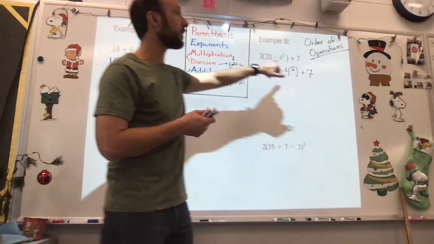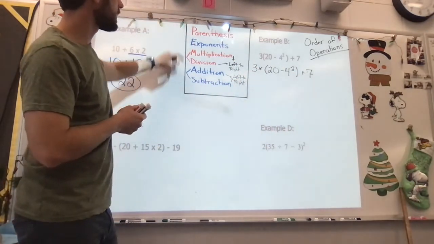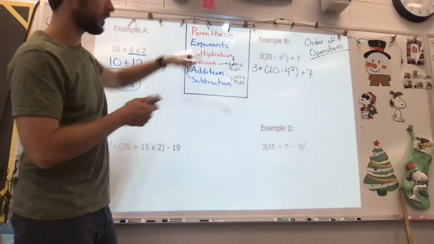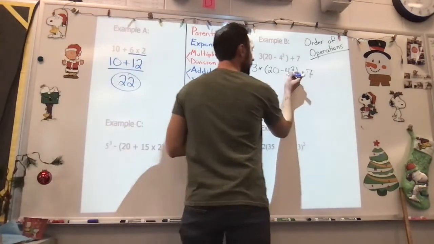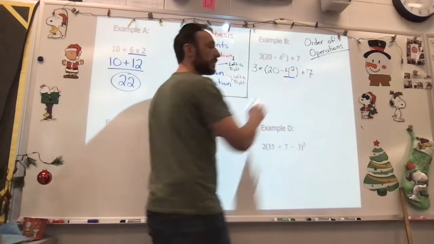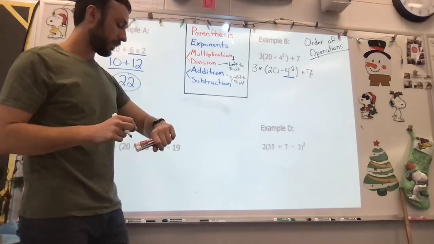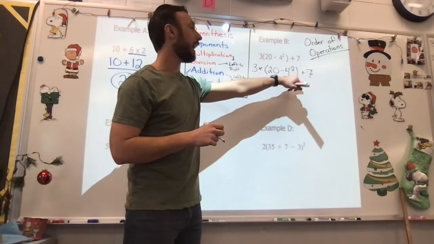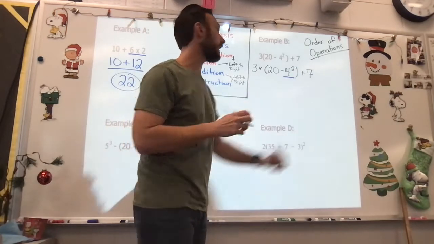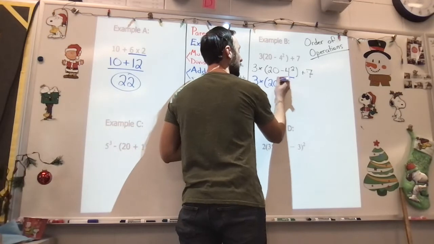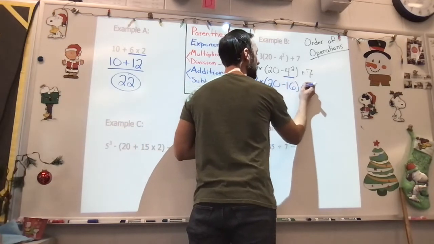And to figure that out, we go to our list. What comes first on our list? Is it subtraction or exponents? It is exponents. So I'm going to do my exponent first. So I'm going to underline my exponent, which is 4 squared. 4 squared means 4 times 4, and 4 times 4 is 16. So I'm going to replace that 4 squared with 16, and then copy down everything I haven't used yet. So this is going to be the same as 3 times (20 minus 16) plus 7.